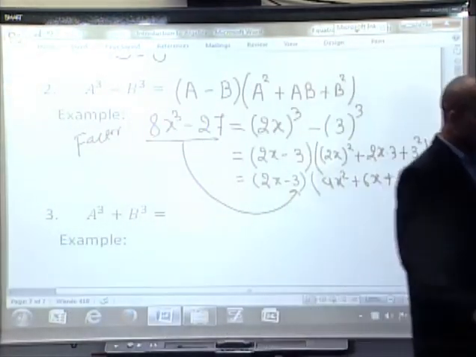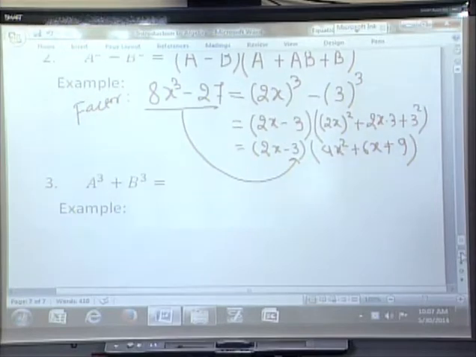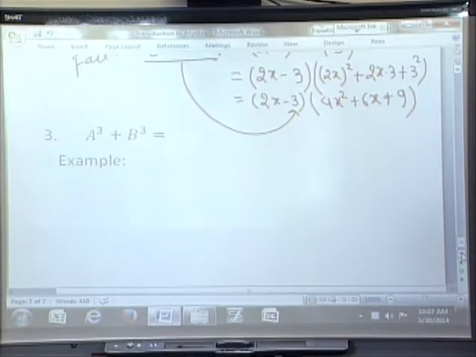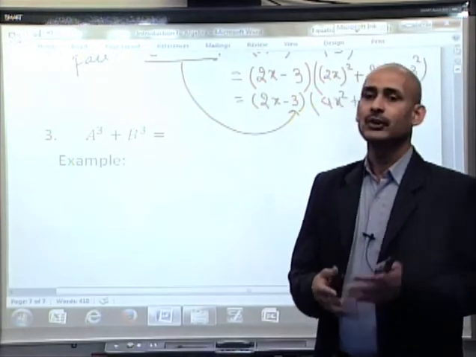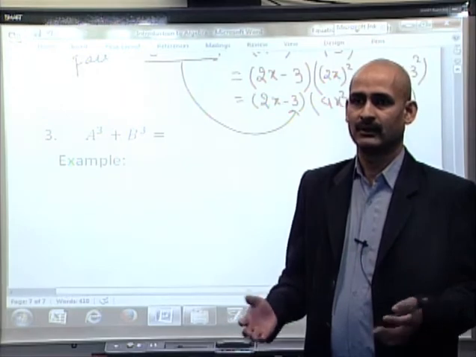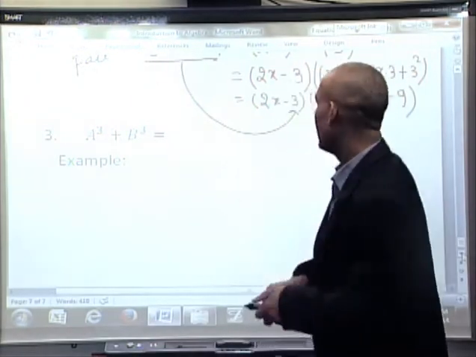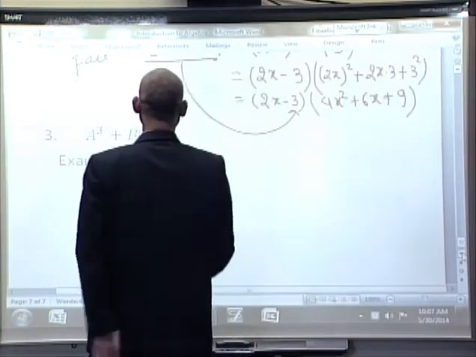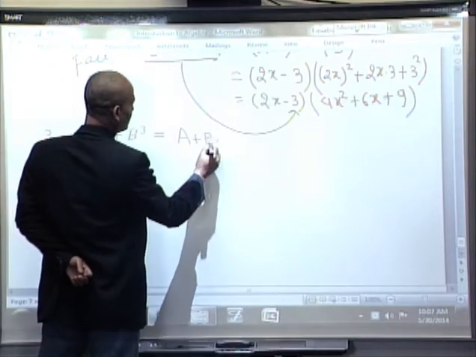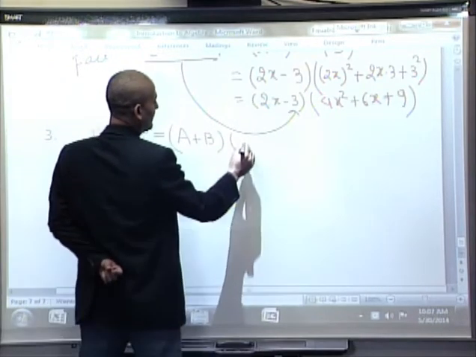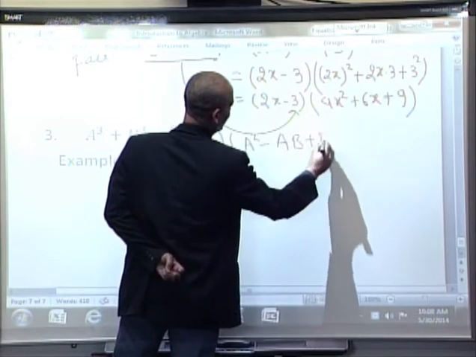Okay, another important formula worth remembering, I would say, is the sum of two cubes, a cube plus b cube. We looked at the difference of two cubes. Now we will look at the sum of two cubes. a cube plus b cube is given by (a plus b) times (a square minus ab plus b square).